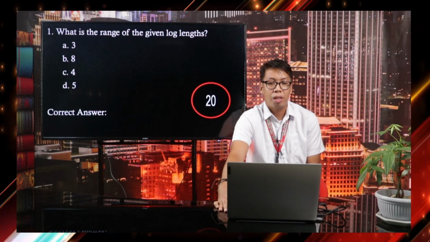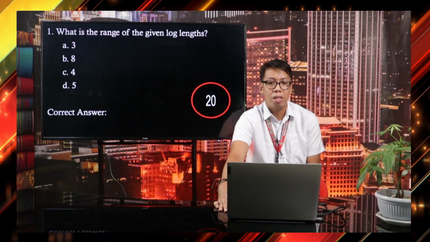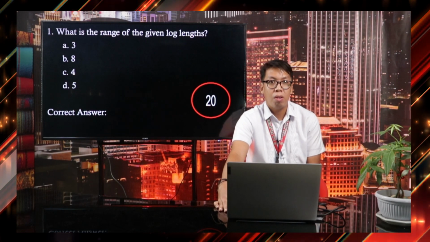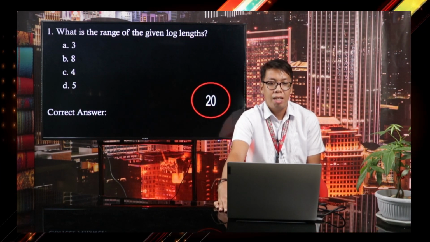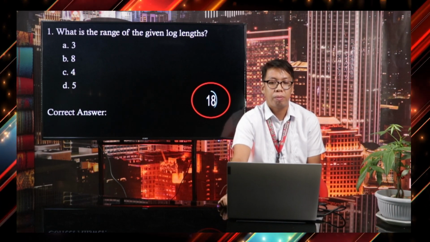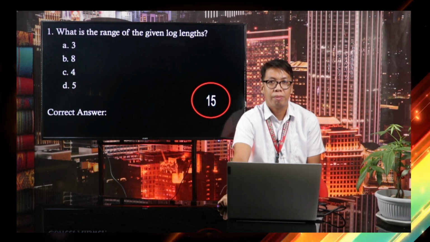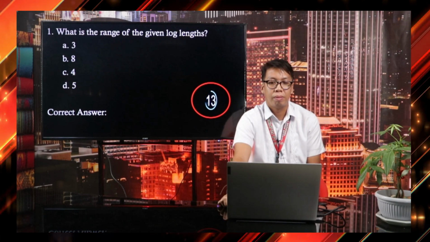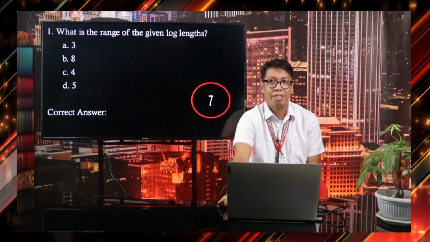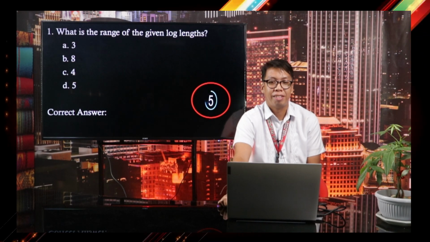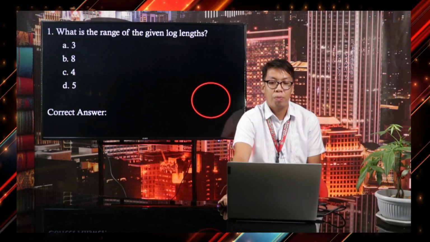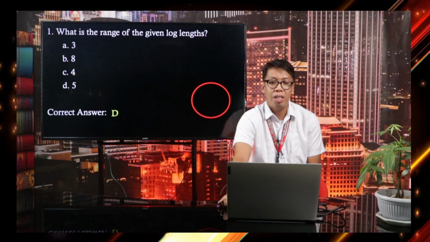Number 1 question. I'll give you 20 seconds to answer this. What is the range of the given log lengths? A. 3, B. 8, C. 4, D. 5. Time is up. The correct answer is letter D.